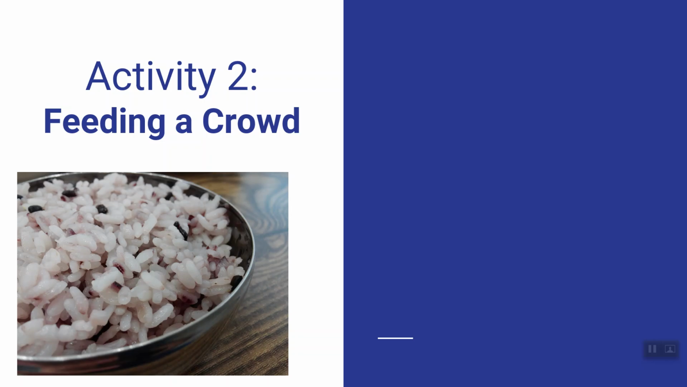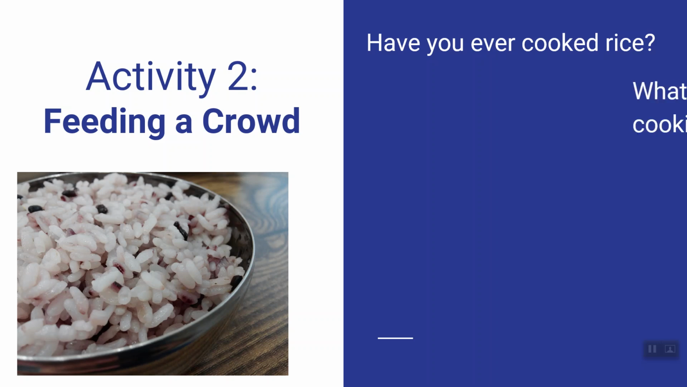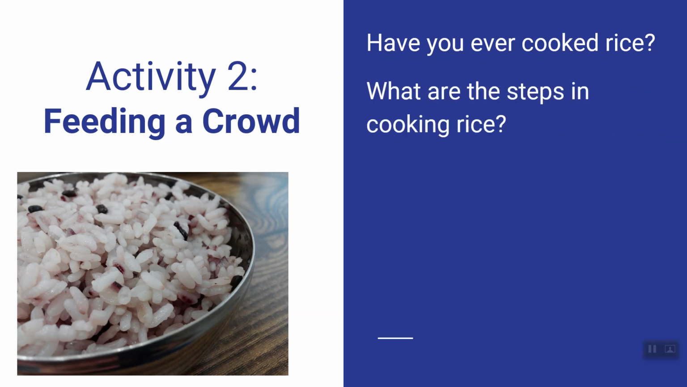First activity is called Feeding a Crowd. So we kind of just like to talk. Have you ever cooked rice? A lot of us have. What kinds of things do you need to cook rice? So what are the steps? Think about the steps maybe to cooking rice. Typically it requires heat, a pan, some sort of oil or butter, and oftentimes water.